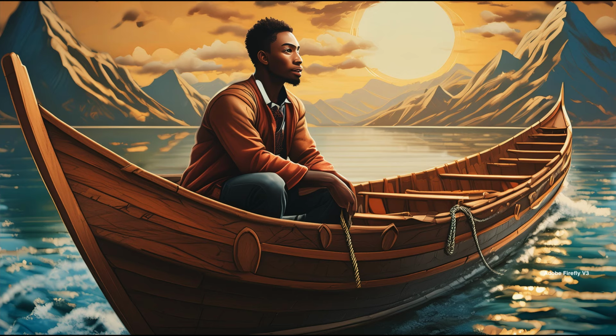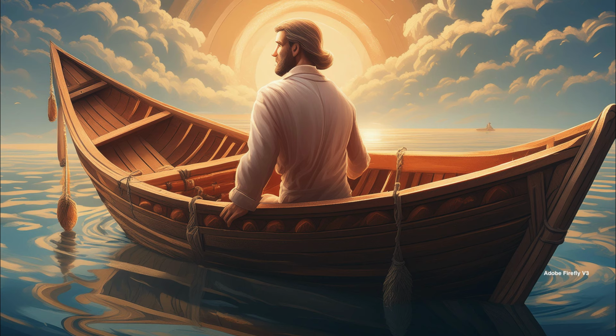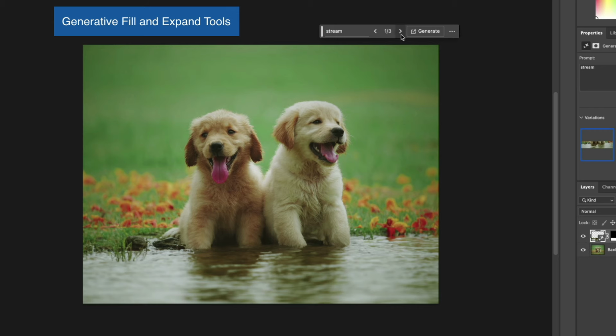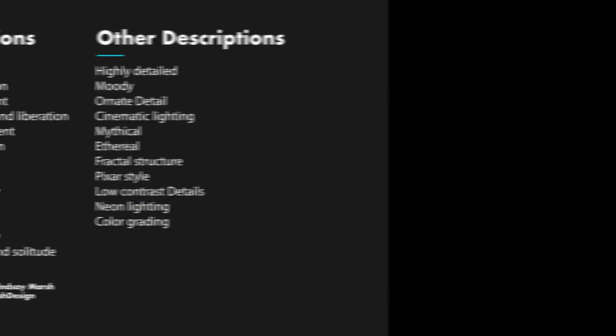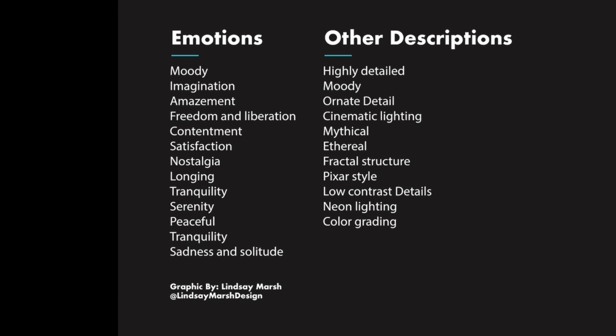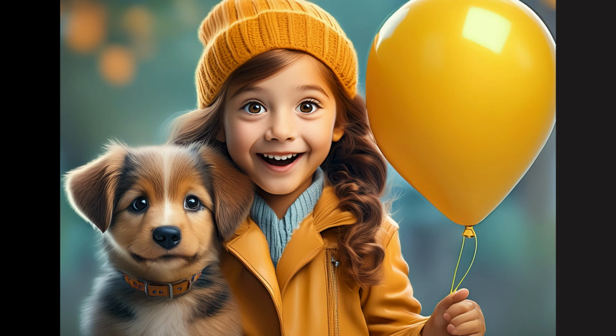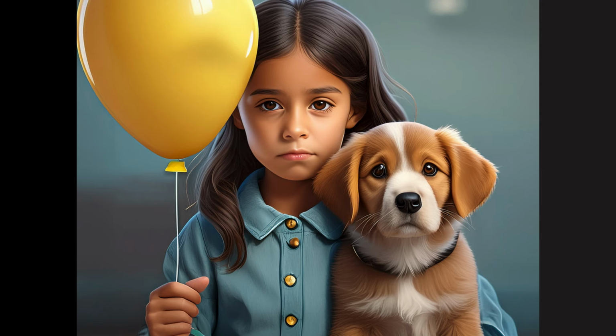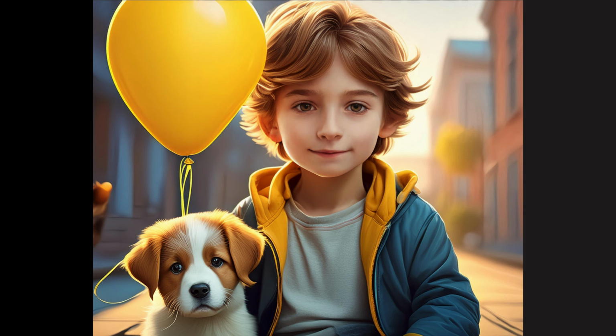Because when you look at how people write these really long descriptive prompts, you get a really good idea of what makes a good AI prompt by studying other examples. But here's some emotions like imagination, amazement, freedom, liberation, contentment, satisfaction, nostalgia. All these keywords I wouldn't have thought of. I would just think of happy, angry, sad as emotions, but there's thousands of words that can describe emotions that will all generate different images in your prompt.